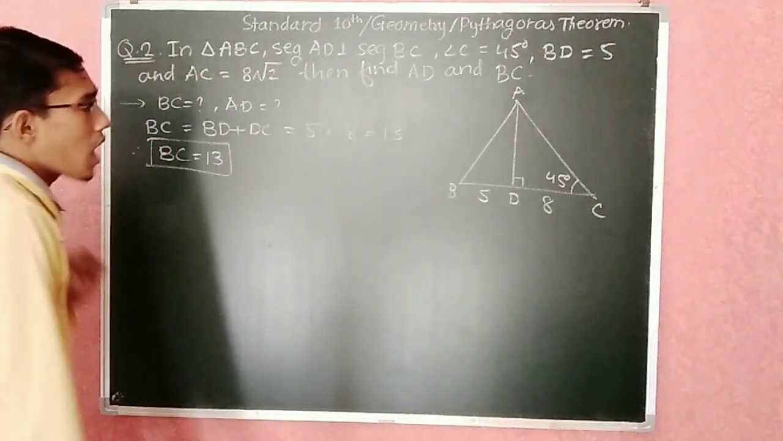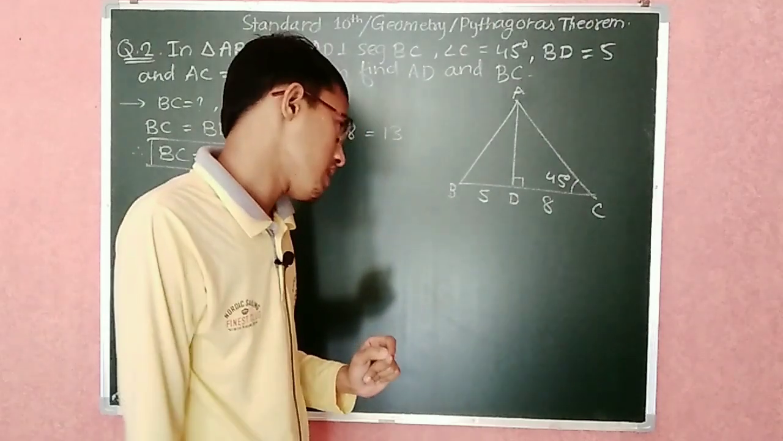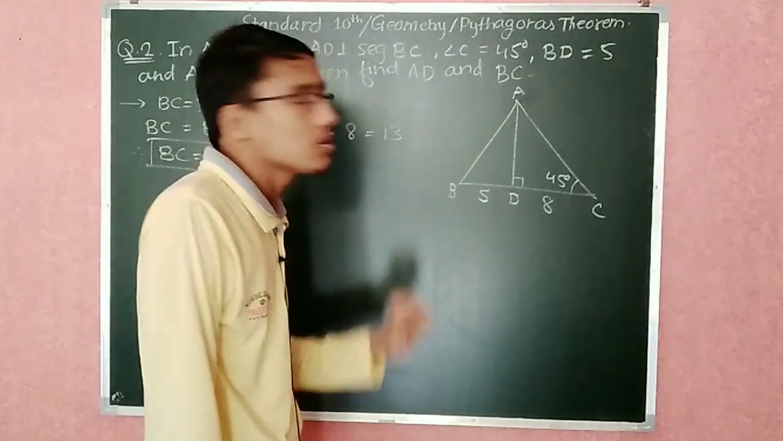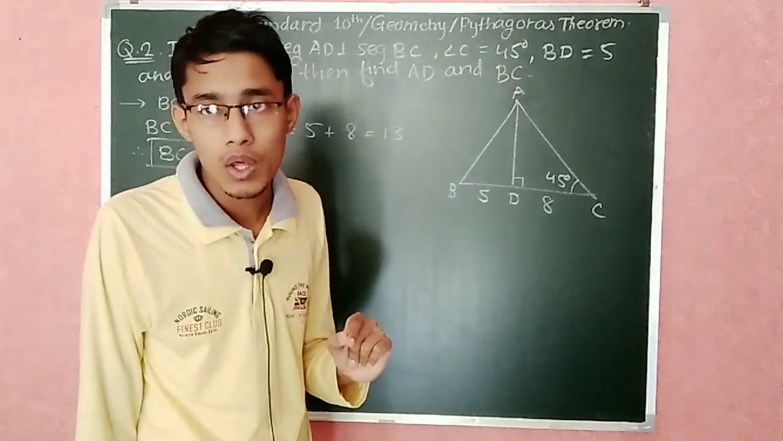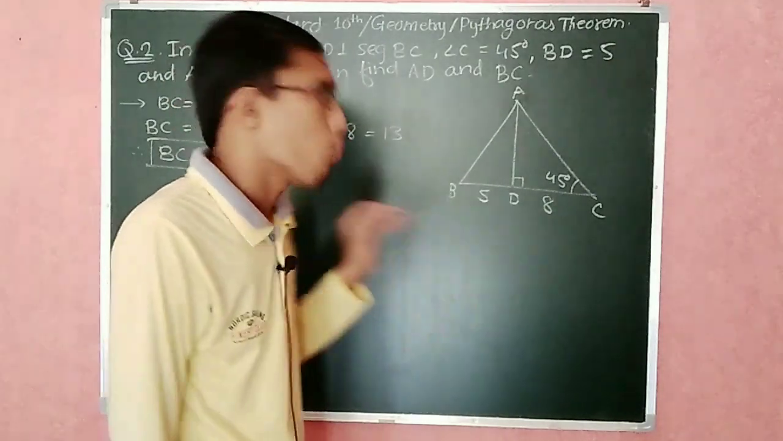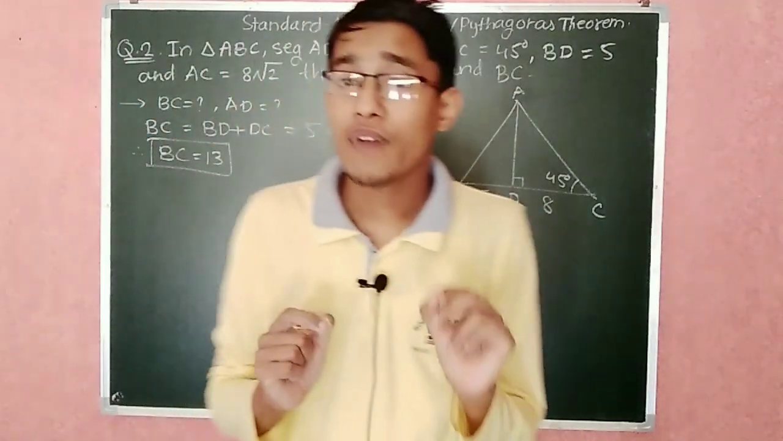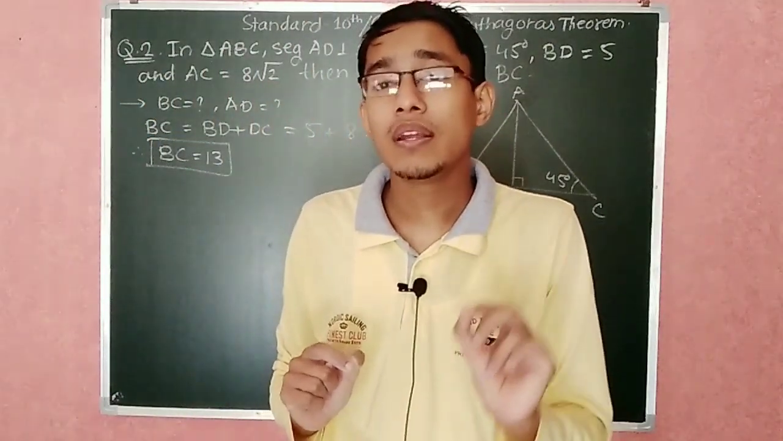Now we have to find the value of AD. How can we find it? We cannot use the Pythagoras theorem here, and we can neither use the theorem of geometric mean, nor the theorem of transitivity. What are we going to use here? We are going to use the property of the 45 degree, 90 degree triangle.